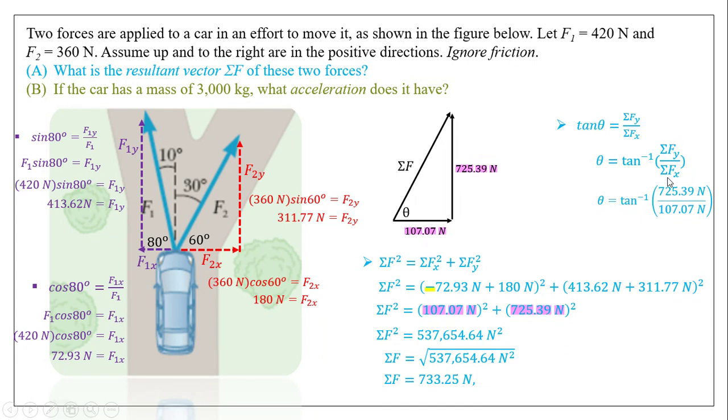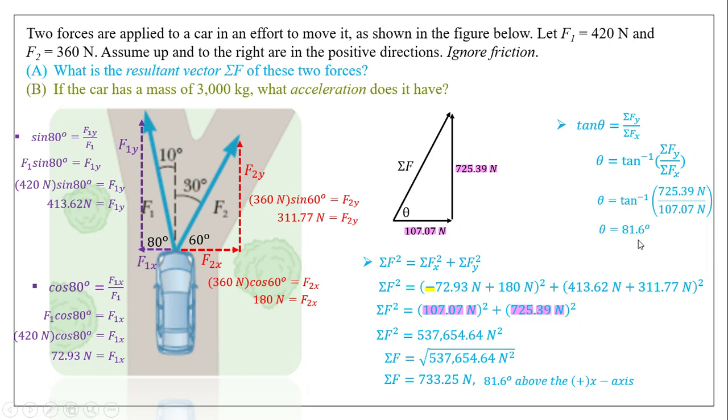And then what is net force in the x direction? 107.07 here, and that I'm highlighting in purple, okay? And that's positive, this is positive. So therefore, I know my angle has to be pointing northeast. Okay. So if you calculate your angle properly, you should get a value of 81.6 degrees.